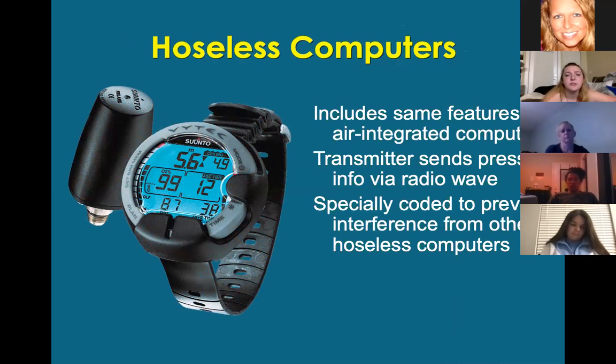And then the hoseless computers, they're going to include the same features as air integrated computers, but they have a transmitter that's going to send the pressure info via radio wave, and they're specially coded to prevent interference from other hoseless computers. So they're pretty advanced technology. And like I said, they're really expensive.